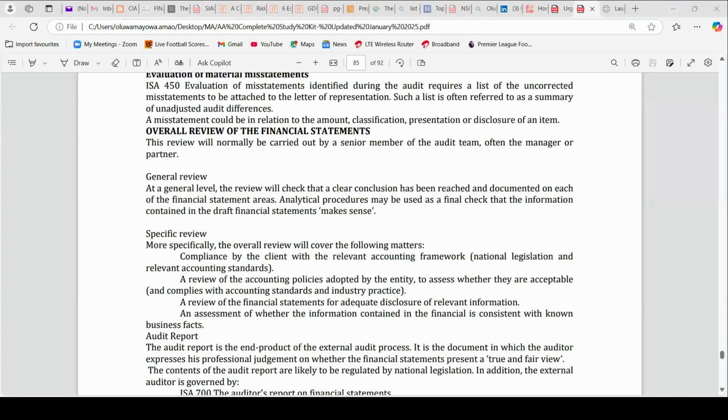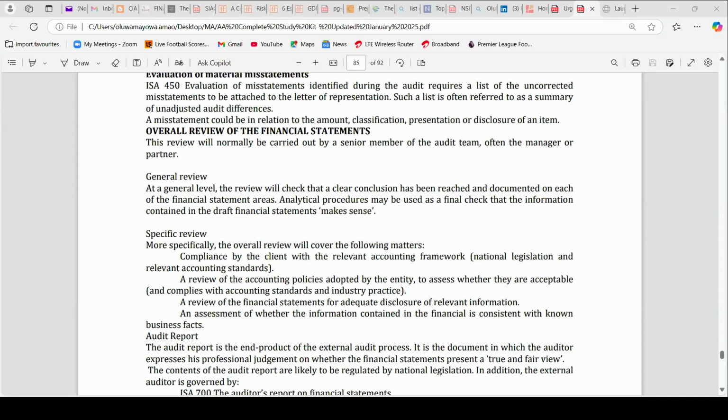We've discussed written representation. So it means for all uncorrected misstatements, the auditor should obtain a letter of representation from management. So he will not only collate them, he will also obtain a letter of representation as to why they are not corrected, and he will attach it to the list of misstatements. Now, that's the objective of ISA 450. And it's broken down for the auditor into the things the auditor should do with misstatements.